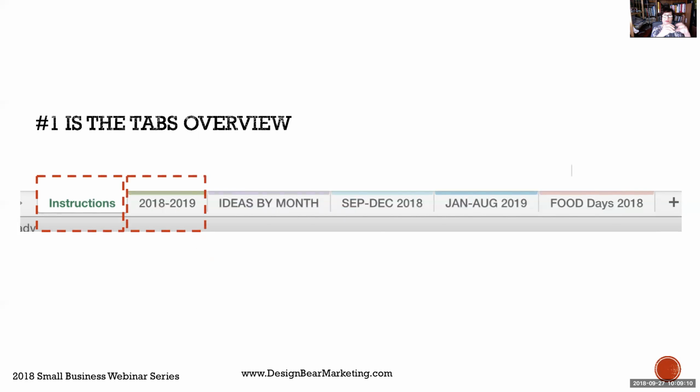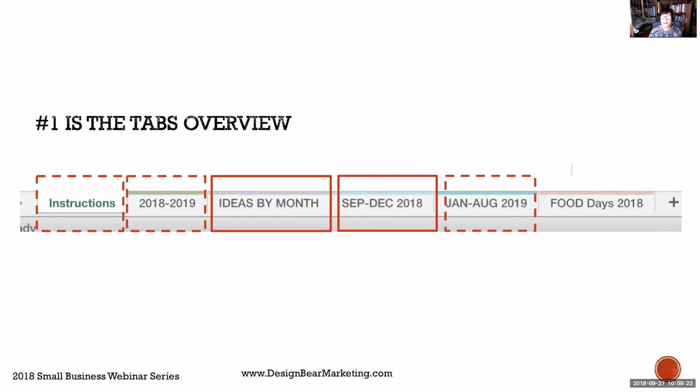2018-2019 calendar, and this is more boxes to show you how long in advance to national holidays you need to promote. Then it has ideas by month, which we're going to go into detail. September through December of 2018, January through August of 2019, and food days. Food days are not just for restaurants, they are for every business.